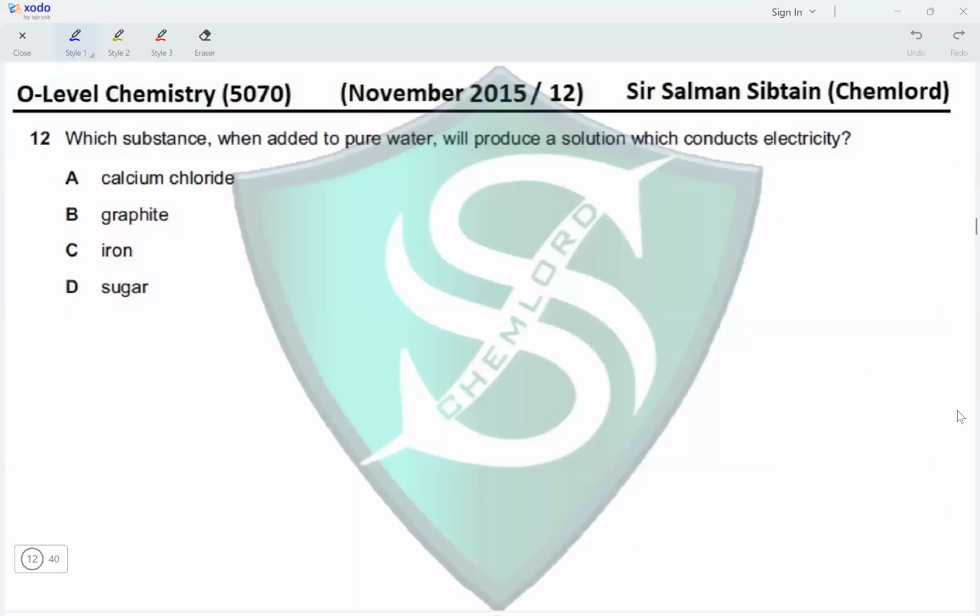Question 12. Which substance, when added to pure water, will produce a solution which conducts electricity? So calcium chloride. Calcium chloride in water would produce Ca2+ aqueous ions and 2 moles of Cl- aqueous ions. So aqueous ions will conduct electricity.